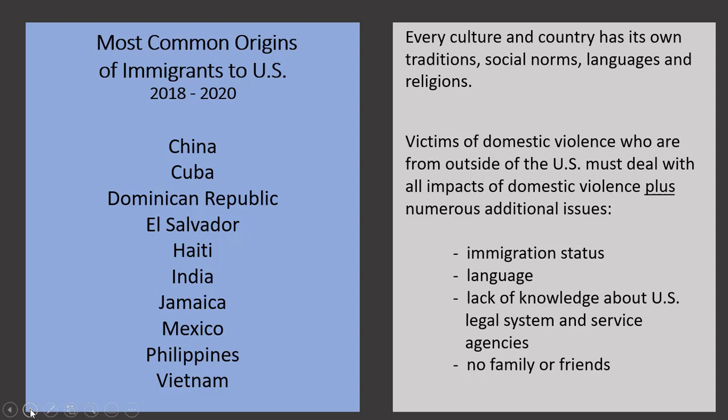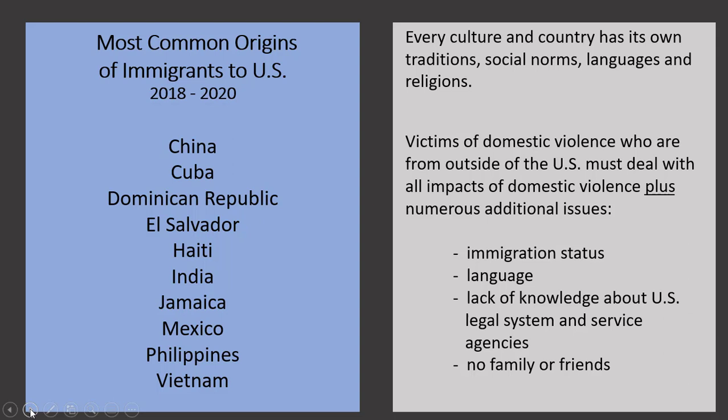So when you're working with victims of domestic violence who are from outside of the United States, you have to have knowledge that not only are these people experiencing all of the impacts of domestic violence and intimate partner violence that we've discussed in previous modules, these people also face numerous additional issues. Many of these people have a vulnerable immigration status. So an abusive partner can threaten to turn them in to immigration authorities, which can cause them to be incarcerated and ultimately deported. That's a very vulnerable position to have an ambiguous legal status in a country.